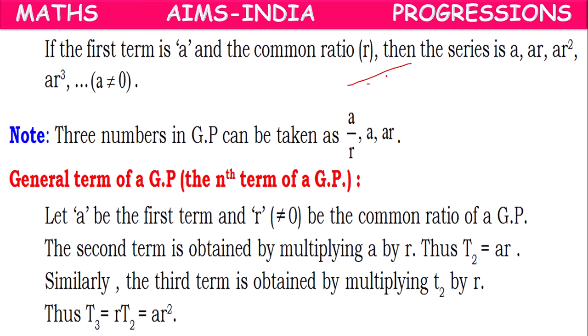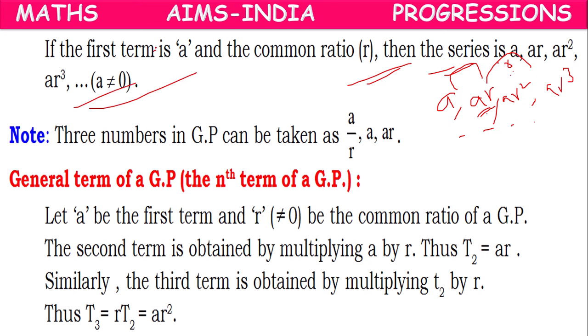So the sequence or series, we can write it as: first term is A, second term we will get by multiplying with R, third term we will get by multiplying second term with R, AR into R, AR square, AR cube, and so on, where A is not equal to 0.